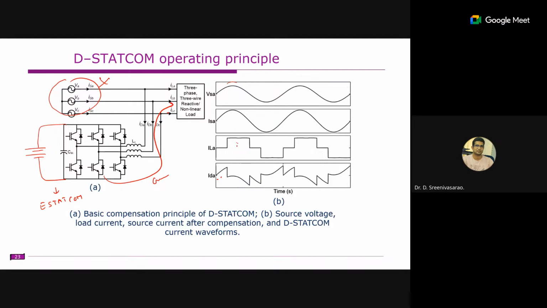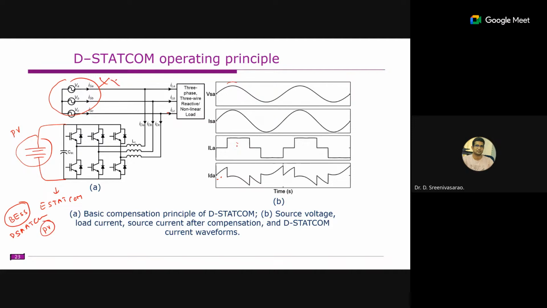So this will act as a battery energy storage system, right? It will act as a D-STATCOM, right? If you want to integrate some PV, it is also possible to integrate some PV.